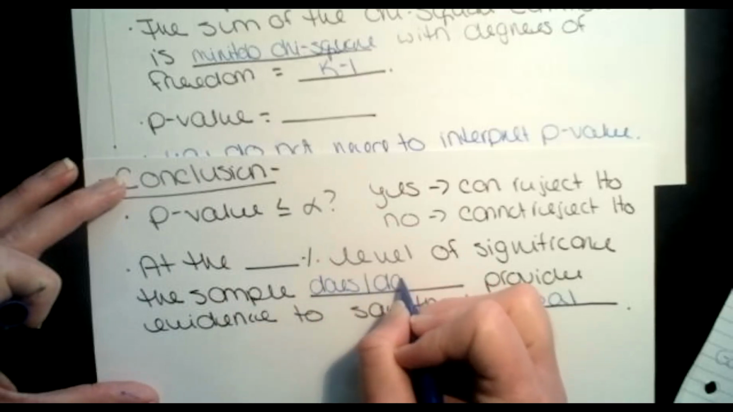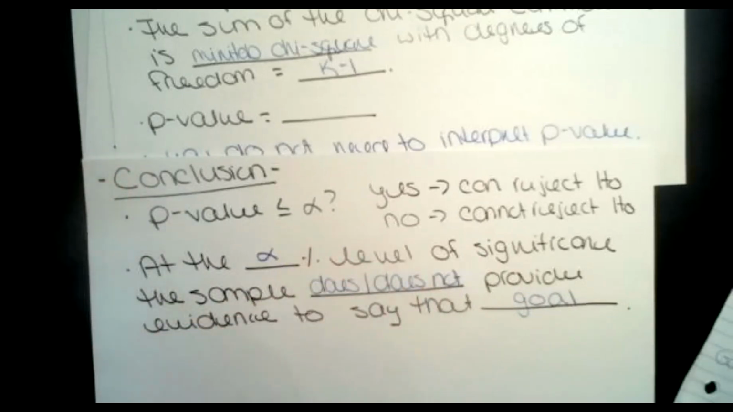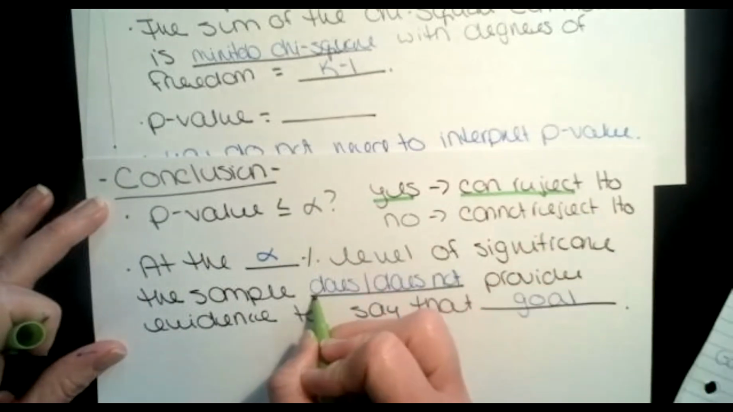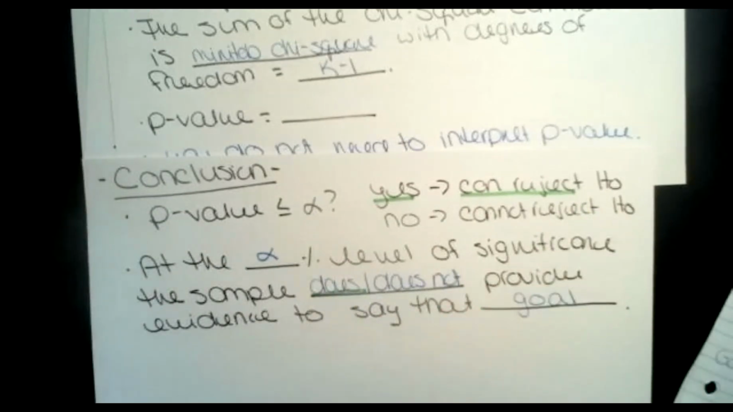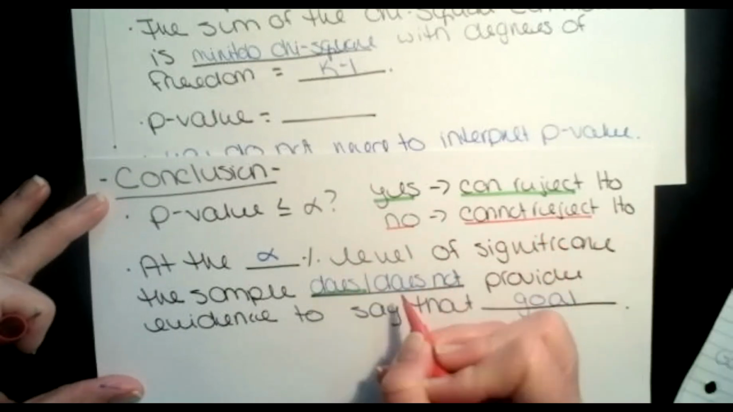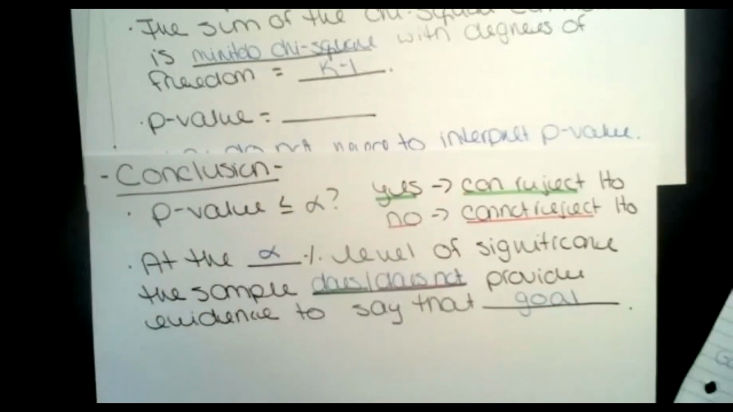Remember last class, I told you this looks exactly the same all of the time. This conclusion statement, I don't want to say it never changes, but it doesn't change because my goal is what changes, right? My goal is what's changing from problem to problem. So if I say yes, it means I can reject. My sample does provide evidence for that goal. If I answered no, that means I cannot reject. My sample does not. So it's always the same thing, all positives or all negatives in there.